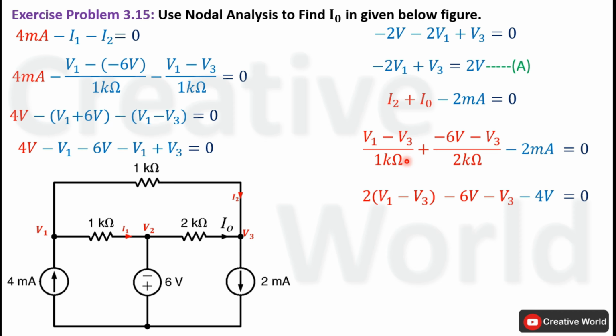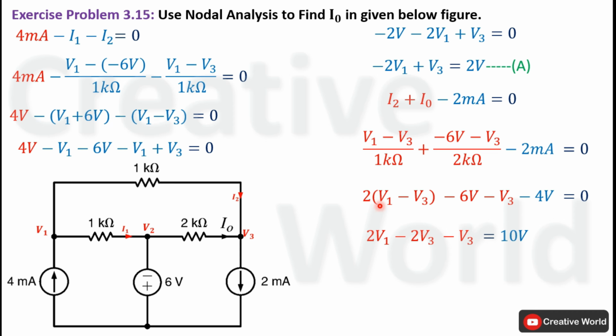Only 2 will be left, and that 2 will multiply with V1 minus V3. Here the product of 2 kilo ohm will cancel out with 2 kilo ohm in the denominator. Only minus 6 volt minus V3 will be left. And here the product of 2 kilo ohm and 2 milliampere will result in 4 volt. Now open these brackets and add minus 6 volt and minus 4 volt together, it will become minus 10 volt, and place this minus 10 volt on the other hand side of equal, it will become plus 10 volt.